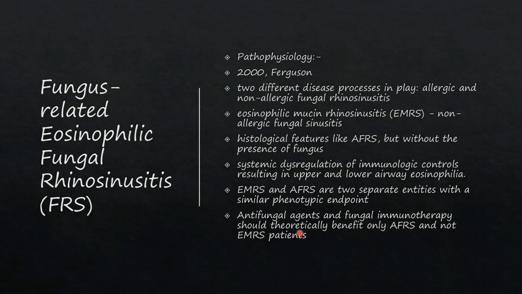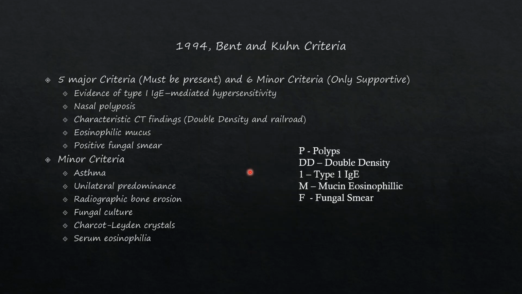Antifungal agents and fungal immunotherapy should theoretically benefit only AFRS and not EMRS patient, right? So that is what they thought, but they end up benefiting both, right? Now, Bent and Kuhn criteria, this decides if the patient is a case of AFRS or not. 5 major criteria, you only have to remember the major criteria. Minor criteria are only supportive, they don't play a very big role, right? Even if you have all 6 minor criteria and no major criteria, you can't diagnose the person as allergic fungal rhinosinusitis. So how do we remember all of these?